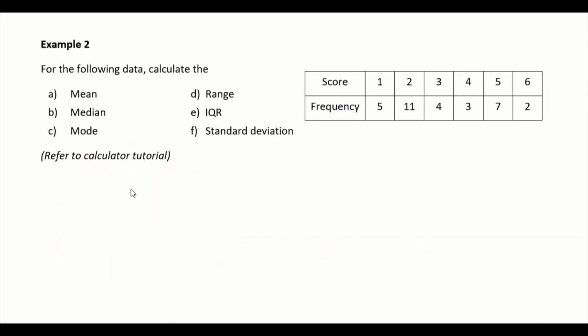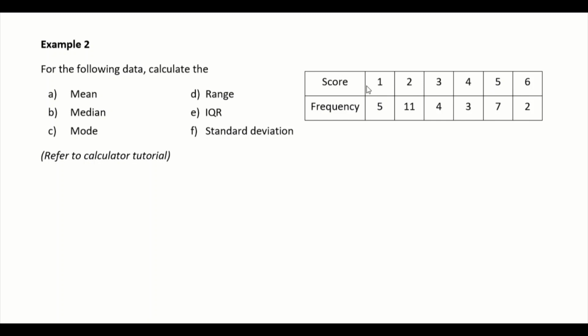For example 2, this is grouped data. The difference is that grouped data is data that has been organized and put in a table. This is very helpful if you have a lot of data, like more than 10. Instead of writing 1, 1, 1, 1, 1, then 11, 2, they group it in a frequency table that states that 5 have 1, 11 have 2, 4 have 3, 3 have 4, 7 have 5, and so on. So this is the data of a score here.